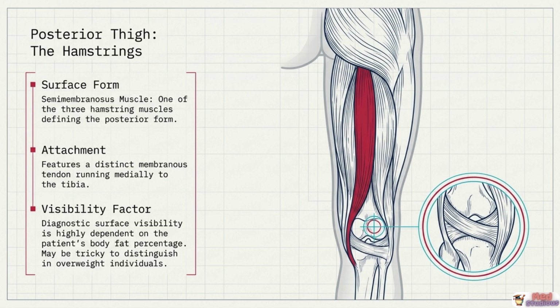Diagnostic surface visibility of these muscles is highly dependent on the patient's body fat percentage. In lean, muscular athletes, the individual hamstring muscle bellies and tendons are clearly visible and palpable. In overweight or obese individuals, the surface definition may be completely lost, making differentiation of individual muscles by palpation quite challenging. This is a clinical reality that every examiner must account for.